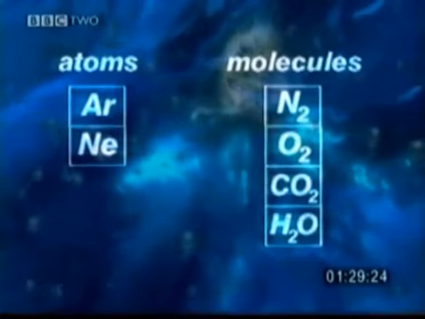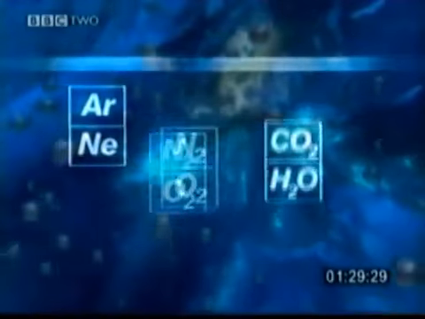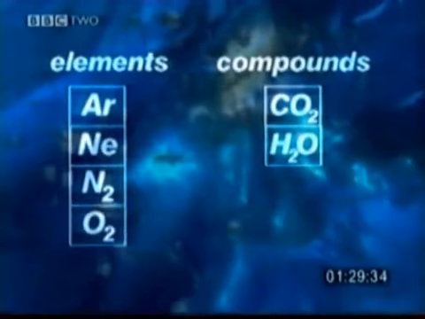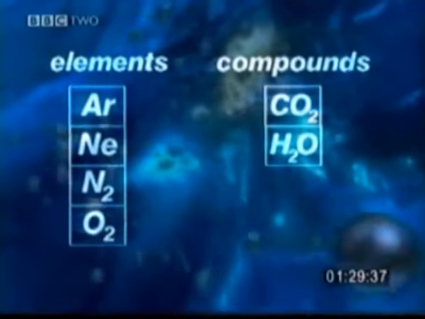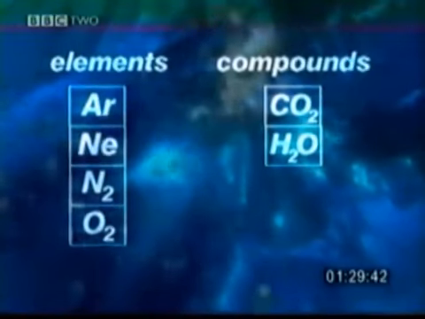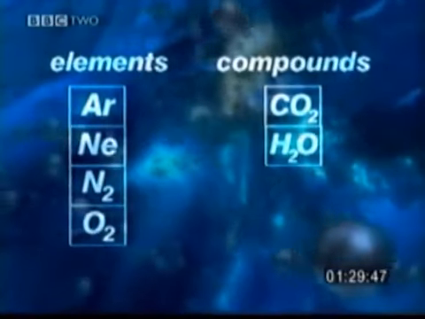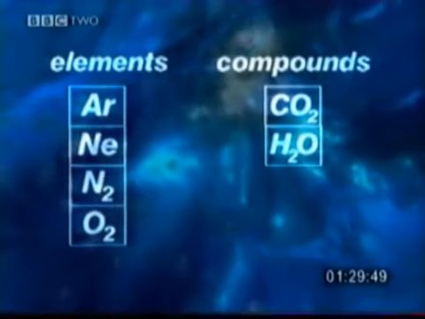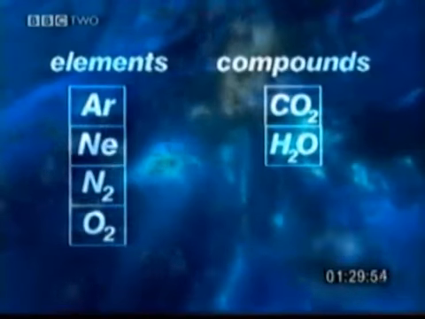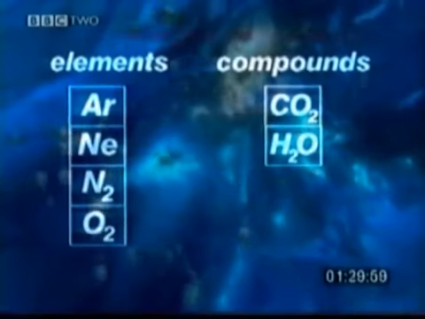But these atoms and molecules, as we've seen, can also be classified as elements and compounds. Even though nitrogen and oxygen, now on the left, are molecules made up of 2 atoms, they are 2 atoms of the same type, and therefore, like argon and neon, they're elements. Whereas the water vapour and carbon dioxide molecules on the right are made up of 2 different types of atoms, chemically joined together, and they are compounds.